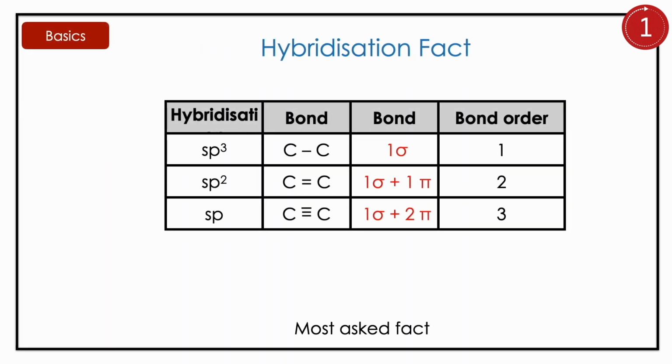Then the most asked fact, counting the bonds. sp3 hybridization has a single bond, so you can write one sigma bond. sp2 means a double bond. What are all the bonds? One sigma and one pi bond. sp means a triple bonded carbon, which is one sigma and two pi bonds. It is the most asked fact. You should memorize this one.